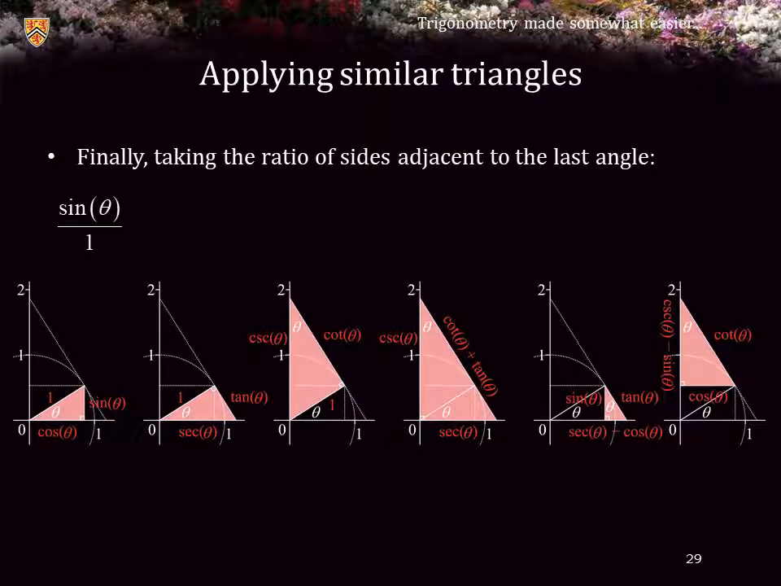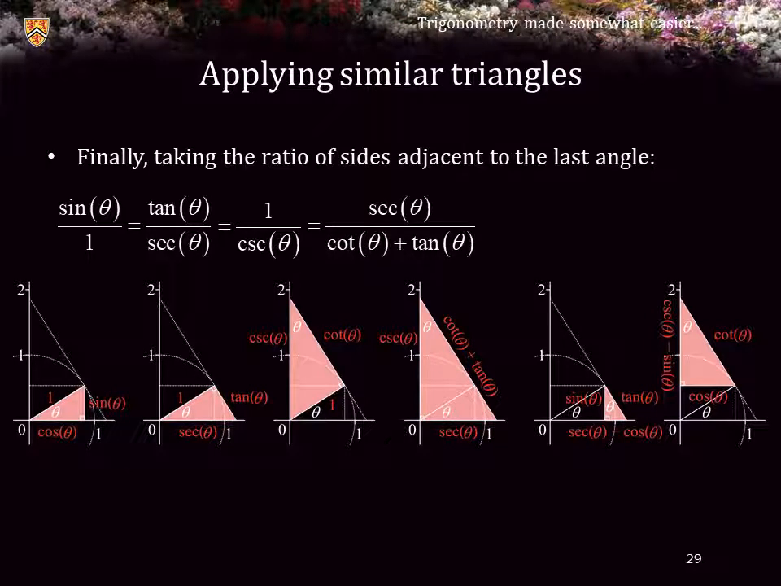Finally, let's take the ratio of these sides adjacent to the last angle, and once again we will have the shorter length in the numerator and the hypotenuse in the denominator. So we have that in the first one, sine theta over 1. In the second, we have tan theta over secant theta. In the third, we have 1 over cosecant theta. In the fourth, we have secant theta over cotan plus tan. In the fifth one, we have sec theta minus cosine of theta all over tan of theta. And in the last image, we have cosine theta over cotangent of theta.